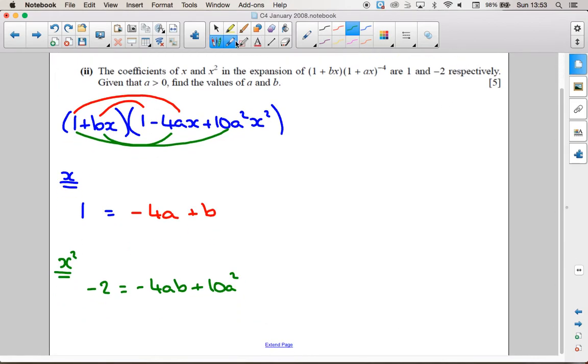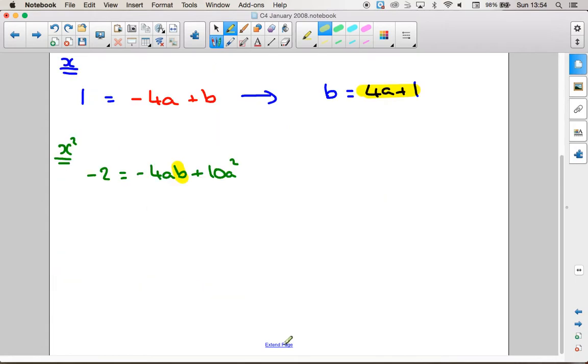So this is now just a case of solving these simultaneous equations. They're not the nicest simultaneous equations in the world, but they're not the worst either. I can quite easily say that this is the same as saying that b equals 4a plus 1. And I can then go ahead and put that b into here for the b.